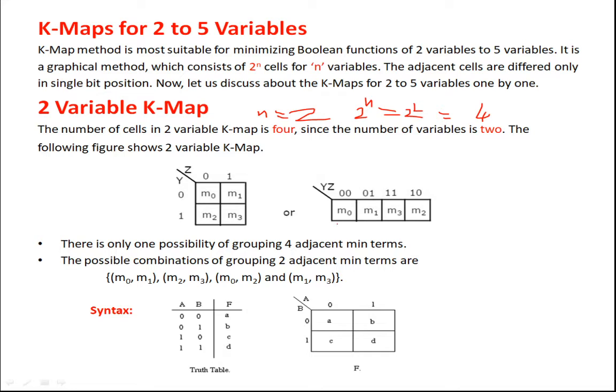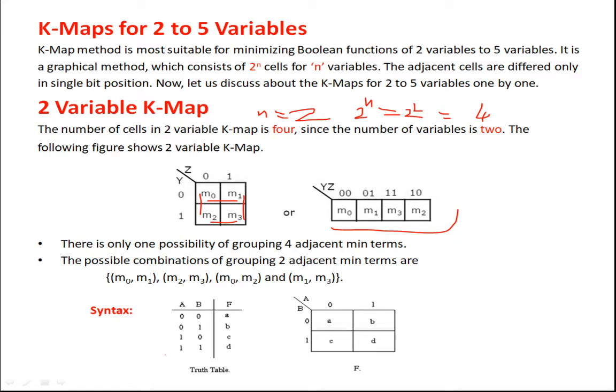Or we can have the representation of K-map in this manner also. Fine. So there is only one possibility of grouping four adjacent min terms. The combinations of grouping two adjacent min terms are m0, m1, and m2, m3. And if you look here, m0 and m2, and m1 and m3. So these are the possible adjacent cells that we can group using a K-map.